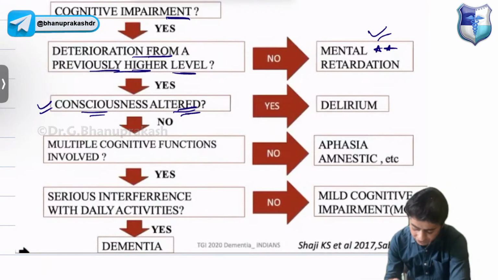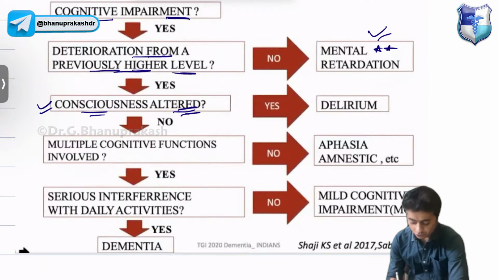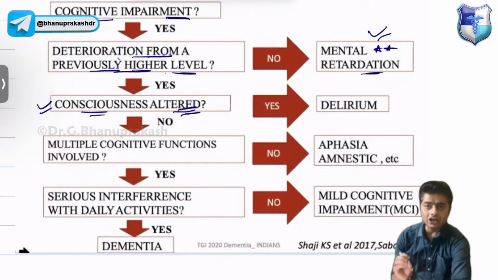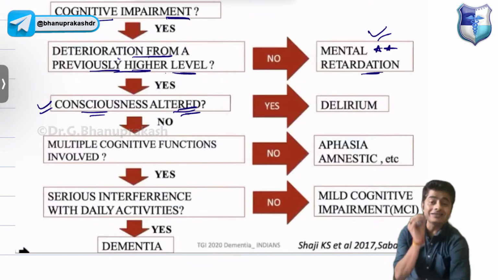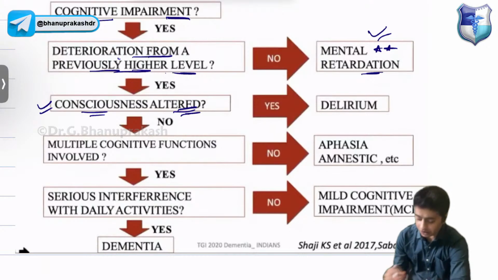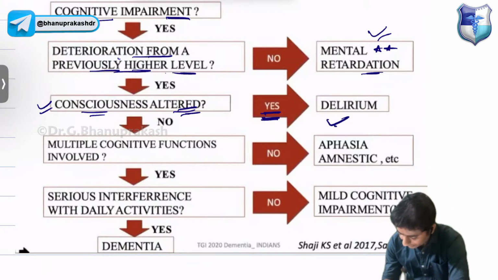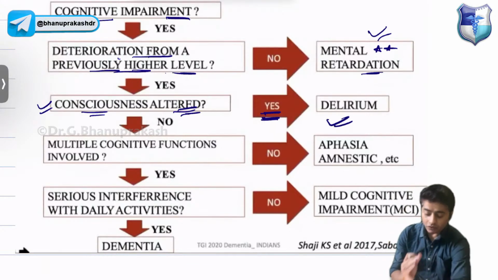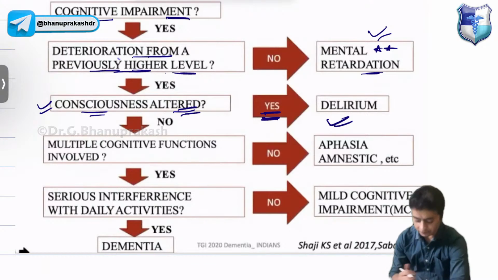So I will repeat it. First, we will check the cognitive impairment, then we will come to deterioration from a previously higher level. If it is absent, then it is your mental retardation. Then you will check for consciousness. If consciousness is altered, then it is your delirium. If consciousness is preserved, then you will check for other cognitive functions.